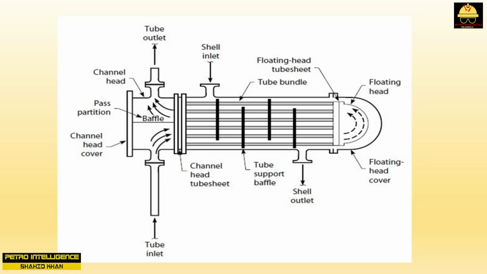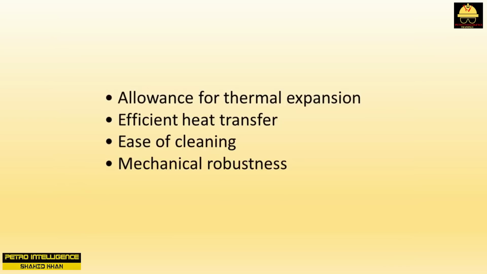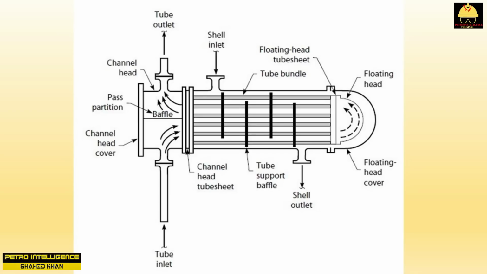Before considering the process aspects of heat transfer, let's look at the mechanical components of the heat exchanger shown in the picture. This shell and tube heat exchanger is actually a compromise between four aspects of heat exchanger design: allowance for thermal expansion, efficient heat transfer, ease of cleaning, and mechanical robustness. Allowing for thermal expansion: referring to the picture, we can see how a floating head exchanger works.